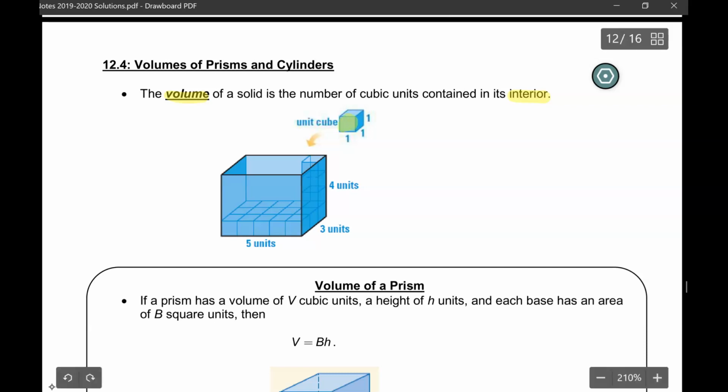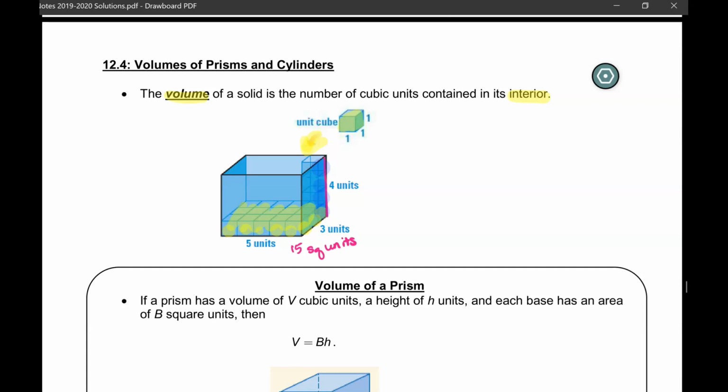So here we have a cubic unit. Think of just a cube, and we're thinking how many of those can we put inside of this box. So we have 1, 2, 3, 4, 5 in that direction, 3 in this direction. Imagine in this first layer, there would be 15 square units. And then we have the height. If you notice here, we have 1, 2, 3, 4 units high, so 15 units each, stacked in 4 layers. So that would be 60 cubic units.